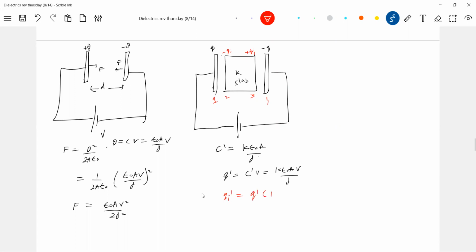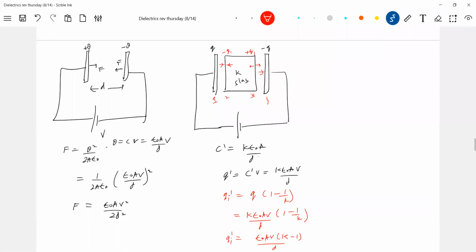Qi should be equal to Q dash into 1 minus 1 by K, which is K epsilon naught AV by D into K minus 1 by K. This is the induced charge. So this will be like this. This will produce field.